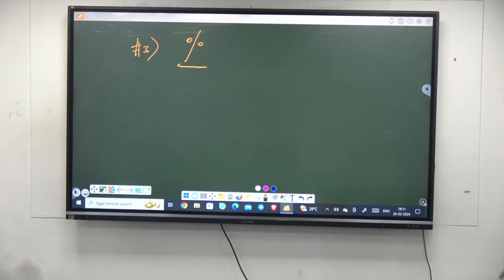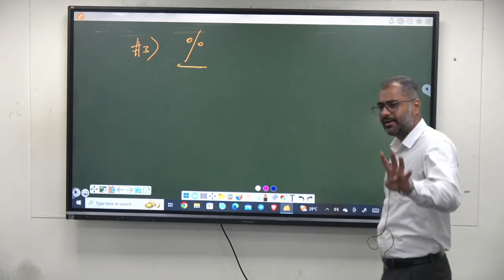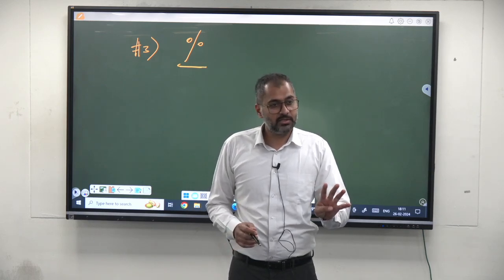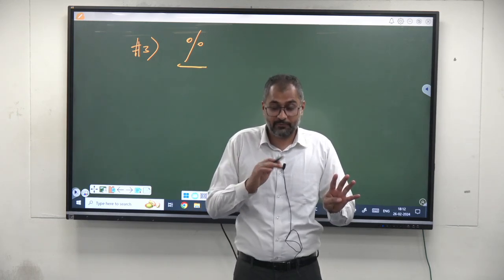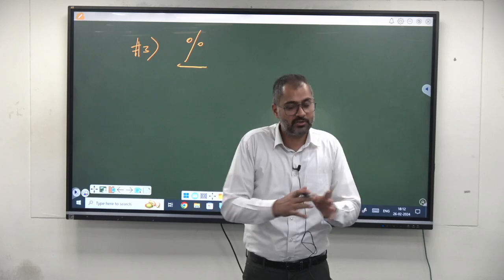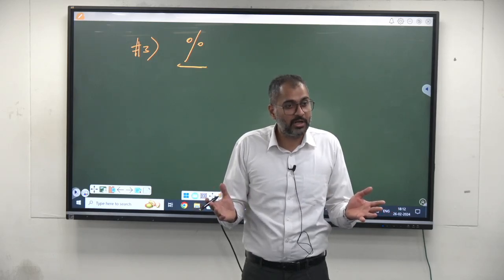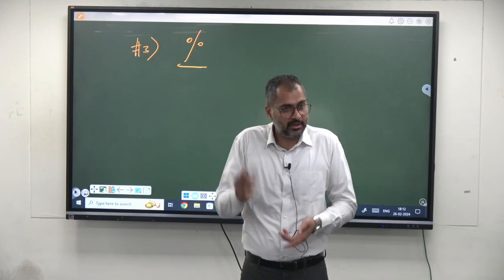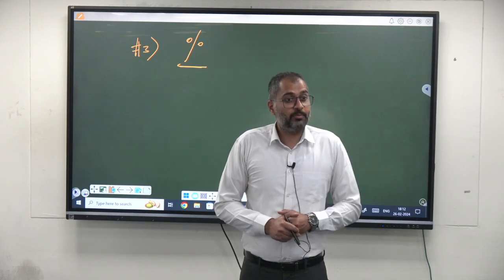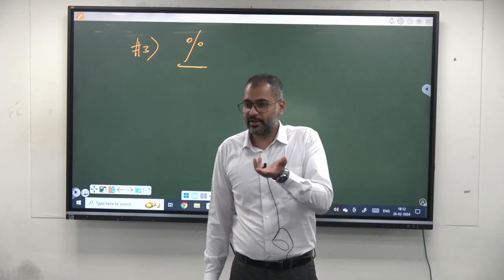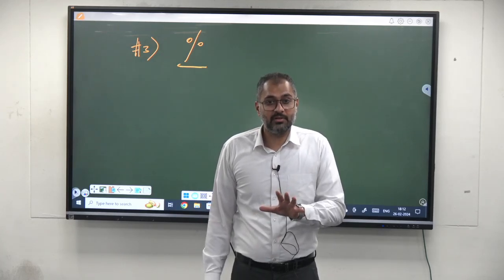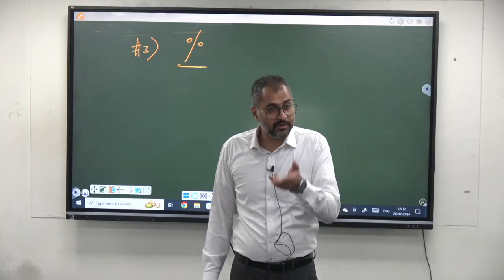Percentage as a concept, many questions are there. For example, salary based questions, what percent above his salary, or mensuration based questions. For example, if length is increased by 20%, breadth has to be decreased by what percent so that area remains same, or salary increased by 20% then decreased by 25%. What percent change? Population: first year increased, second year decreased, third year increased. A person is saving 30% of his income, spending 20%, these kinds of questions.